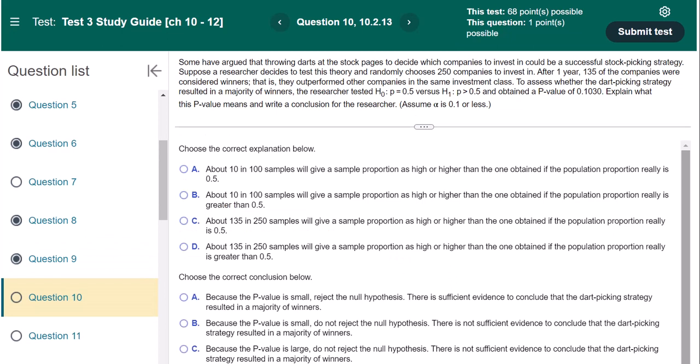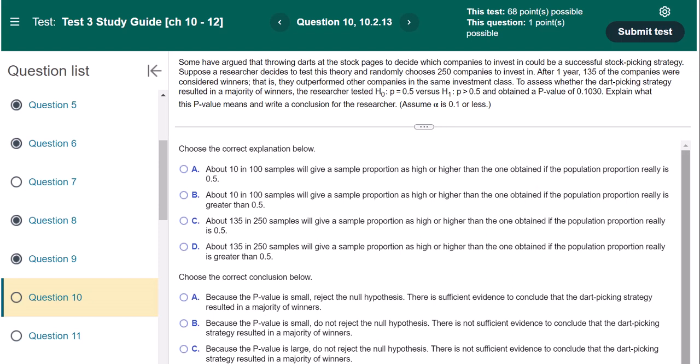So some have argued that throwing darts at the stock pages to decide which company to invest in could be a successful stock picking strategy. Suppose a researcher decides to test this theory and randomly chooses 250 companies to invest in. After 1 year, 135 of the companies were considered winners. So n is 250 and x is 135. That is, they outperform other companies with the same investment.